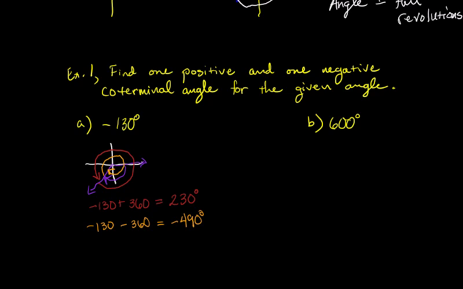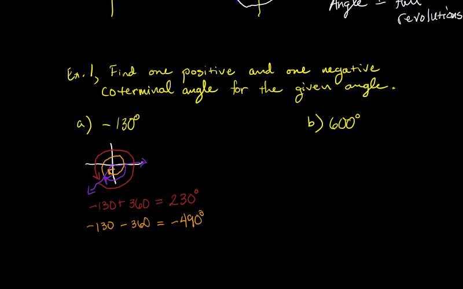Hopefully you can see that adding or subtracting the full revolutions doesn't change where the terminal side actually is. Notice that for all of them, the terminal side would still be at the same spot in the third quadrant. Let's do one more, and I'm not going to draw it. I'm just going to take a look at it.